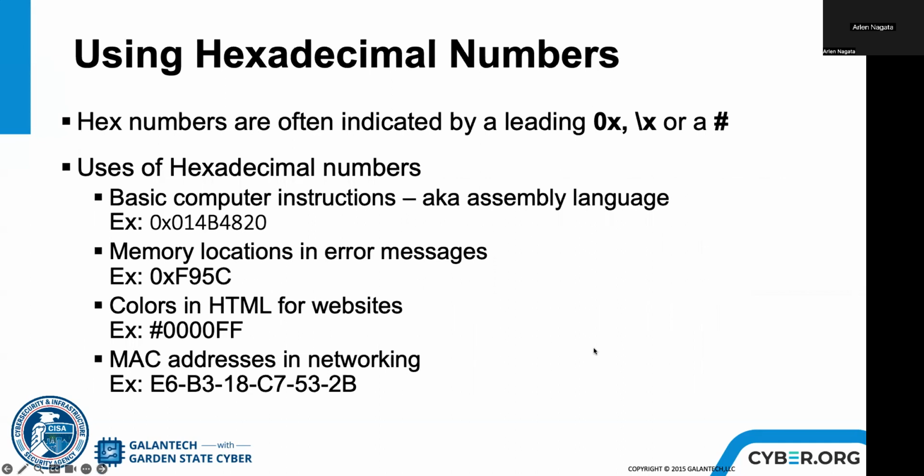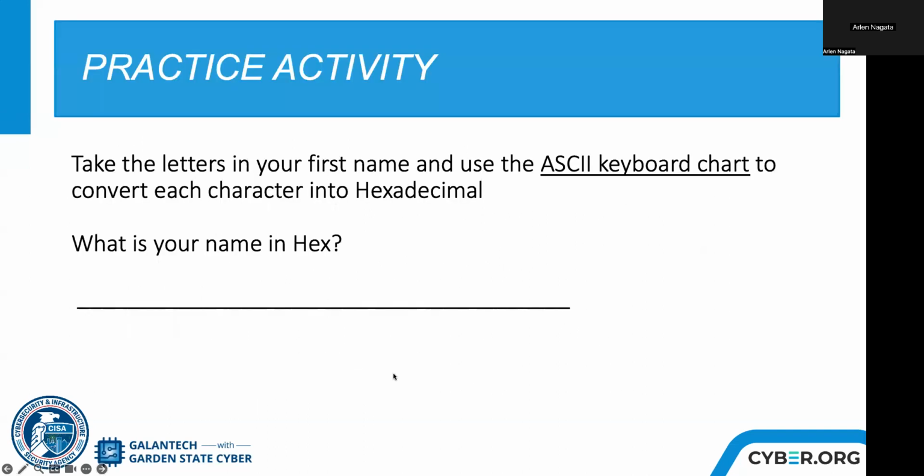All right, so where would you actually use any of this kind of stuff? Well, if you were programming in BASIC or assembly language, you would use hexadecimal. Sometimes you may have seen this in error screens or something. You have a memory error at hex F95C. You probably have seen color codes in websites as 0000FF. That's all hexadecimal. Or maybe you know that your MAC address is written in hex, 6 pairs of hex numbers. Okay, so if you pull up an ASCII keyboard chart, you could convert your name into hexadecimal. We're not gonna do that right now, but that'll be fun for you.